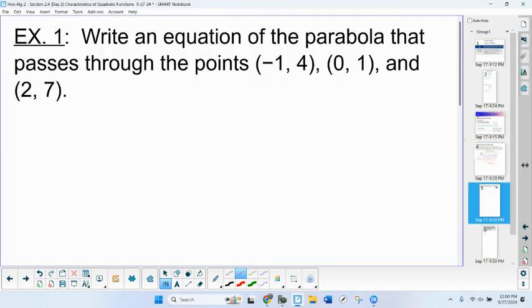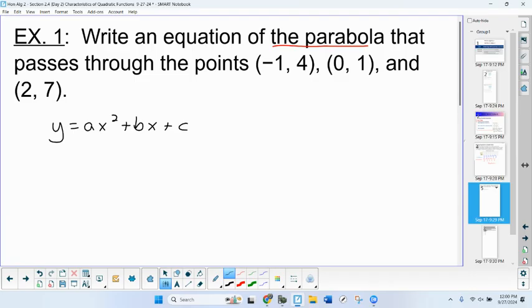Next one. Write an equation. Now this one tells you it's a parabola, so that means it's what? Quadratic. Okay? And all we know is it passes through these 3 points. It doesn't tell you that any one of them is the vertex, and none of them are the x-intercepts. So we cannot use vertex form and we cannot use intercept form. Okay? So we are going to use y equals ax squared plus bx plus c.